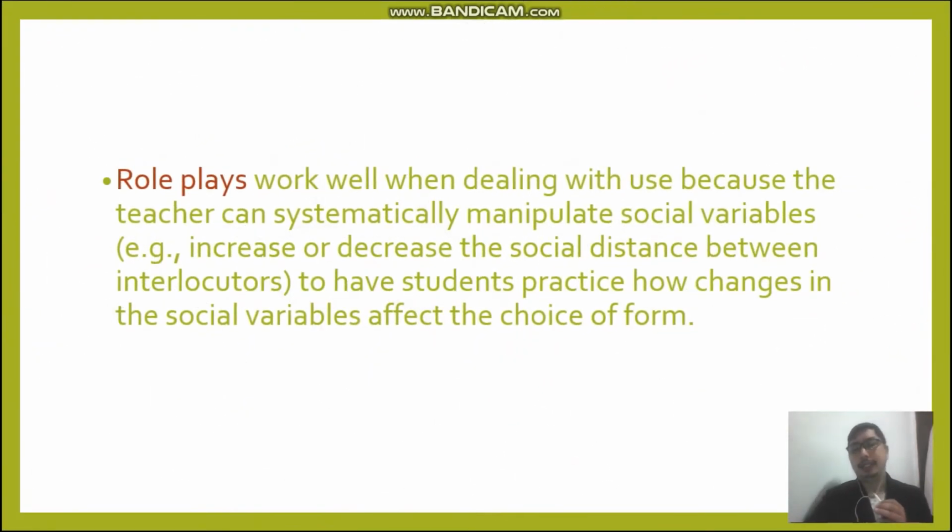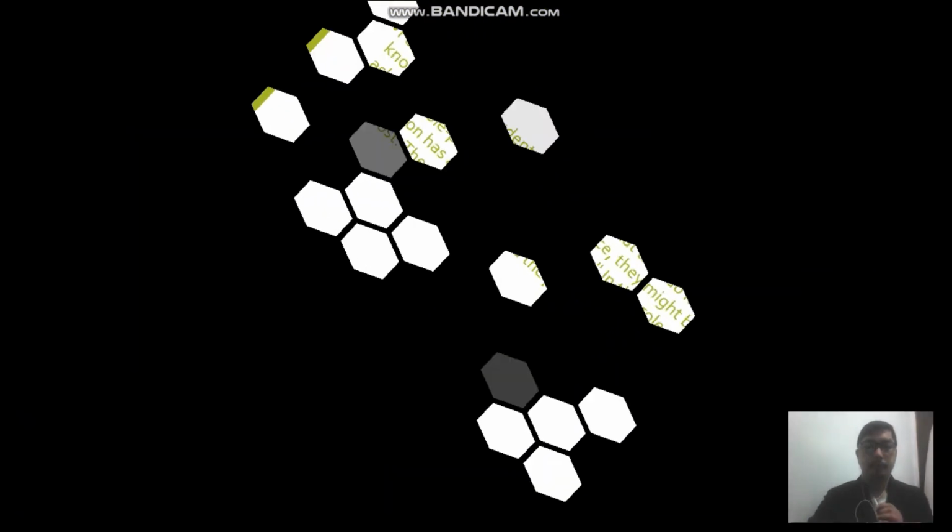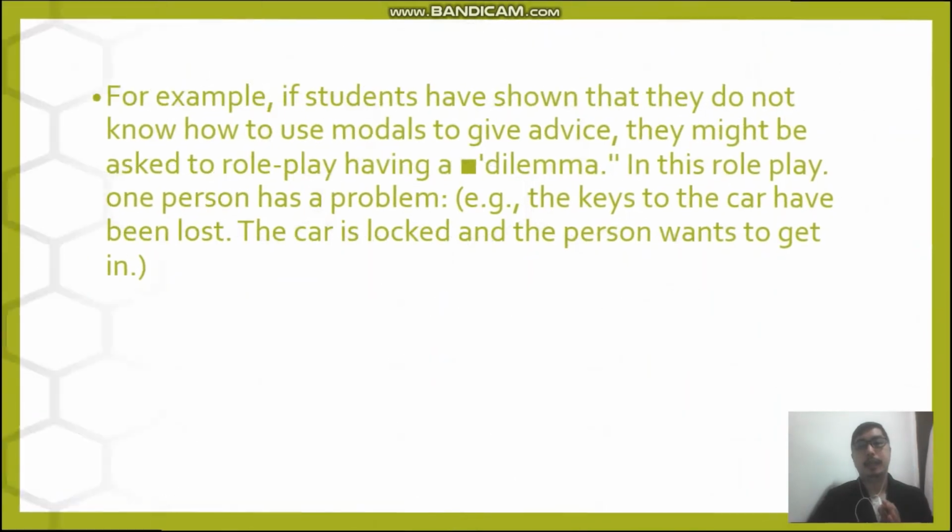Role plays work well when dealing with use because the teacher can systematically manipulate social variables, increase or decrease the social distance between interlocutors, for example, to have students practice how changes in the social variables affect the choice of form. So role plays could be a nice activity.